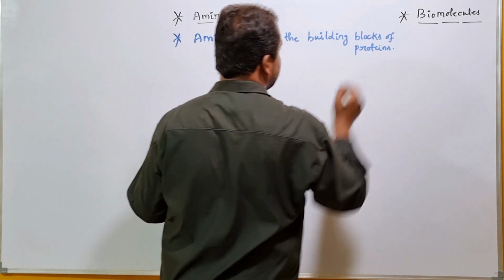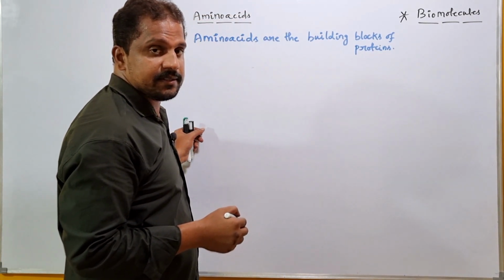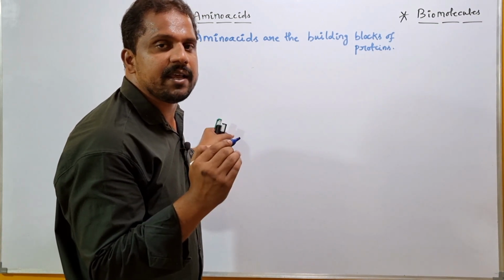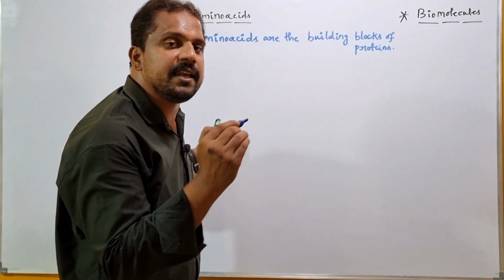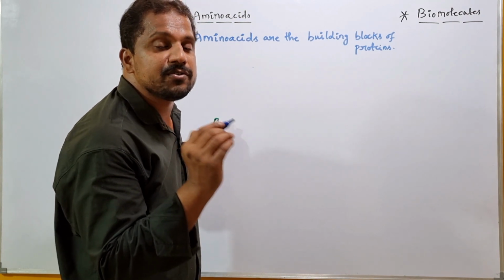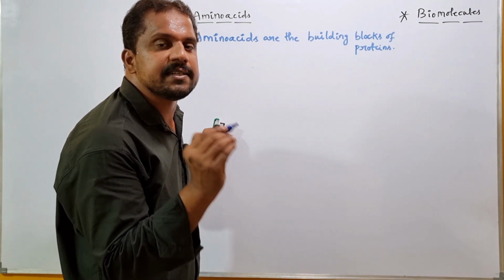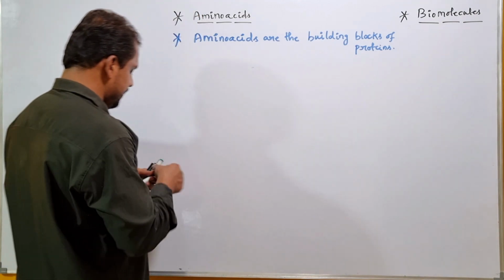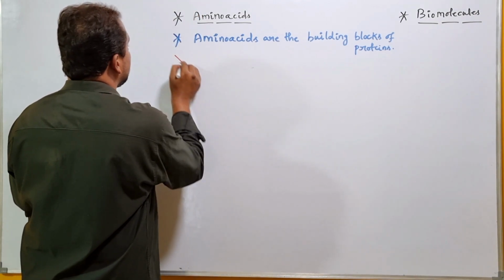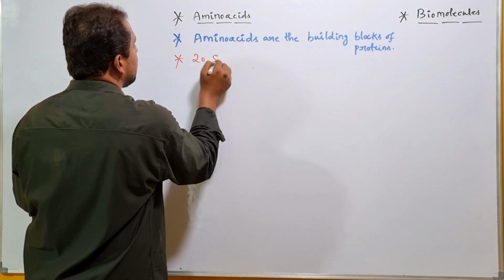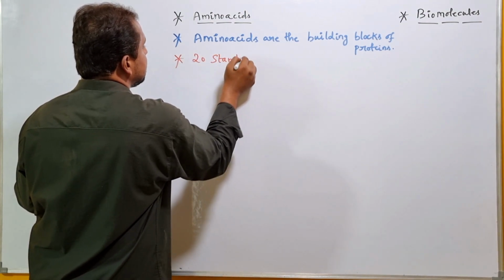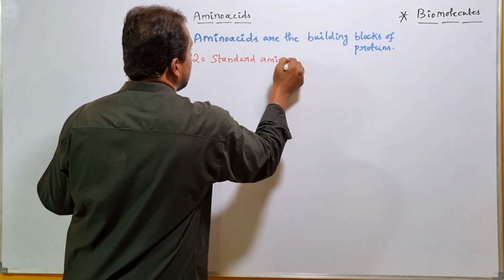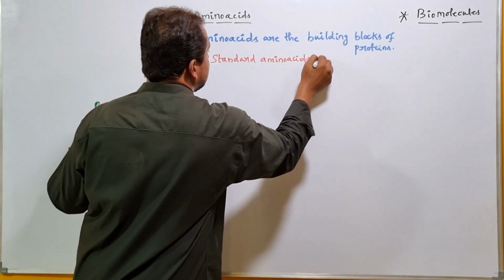And in nature, there are more than 300 amino acids. Though there are more than 300 amino acids, only 20 amino acids are most commonly observed in nearly all biological proteins. So the reason why these 20 amino acids are termed as standard amino acids. Is it clear? 20 standard amino acids are present.